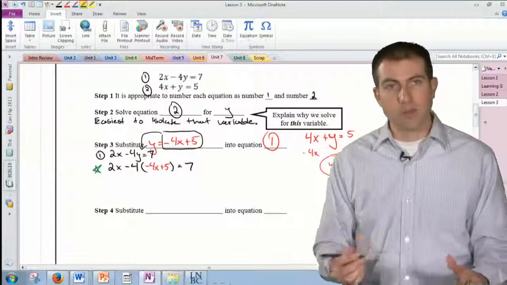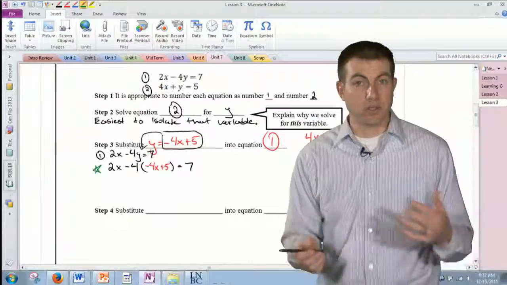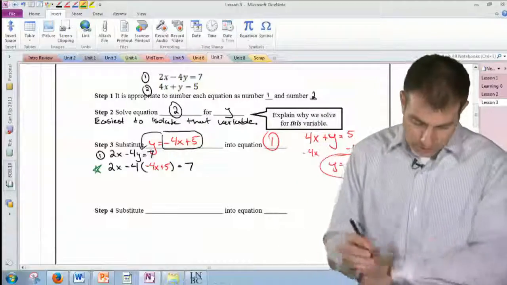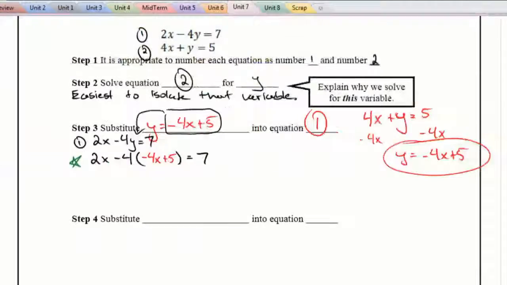So I want to get x by itself. I'm going to have to do some BEDMAS sort of things. So I'm going to leave this 2x, and what I'm going to do is multiply this negative 4 through the bracket. So negative 4 times negative 4 is going to give me 16x. And then negative 4 times 5 is going to give me negative 20, is equal to 7.